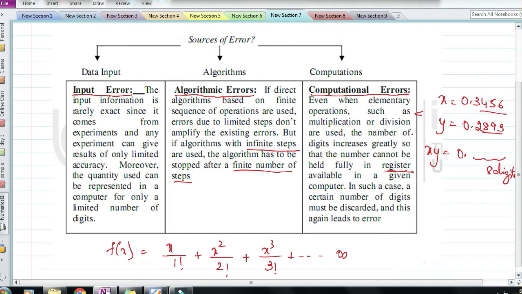Such errors are called computational errors. So these are the sources of errors. We have three types: input error, algorithmic error, computational error. Input error is what we give as input to an application or a program that itself has a mistake. Algorithmic error: for some infinite procedure, you are writing a program to solve it, so you have to specify a finite number of steps, so that is algorithmic error. Computational error is due to calculations, whatever approximations you are doing, whatever values you are leaving off, so that is computational error. Next we'll see what the types of errors are.